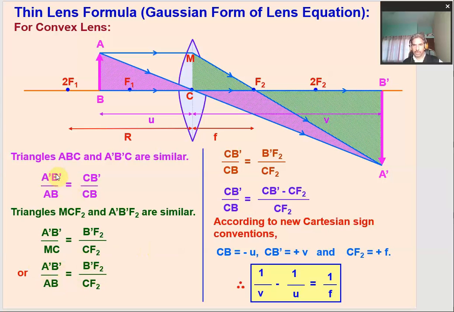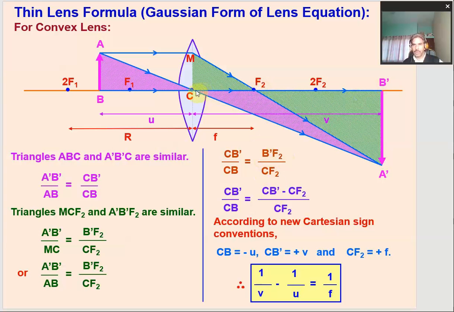So this is one equation from one pair of triangles, and this is the second equation from the second pair of triangles. Their left hand sides are the same, so their right hand sides would be the same. Therefore CB dash upon CB is equal to B dash F2 upon CF2. And because we take all the distances from the optical center of the lens according to sign conventions, this is the only term which is not being measured from the optical center, so we have to convert it.